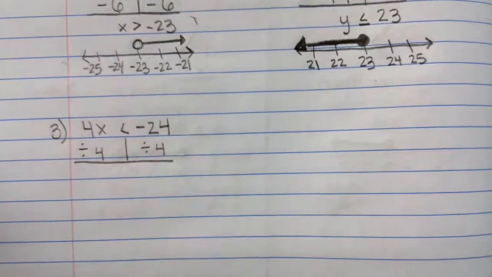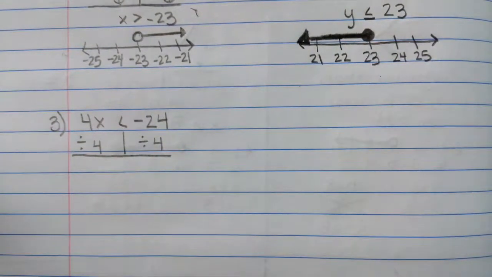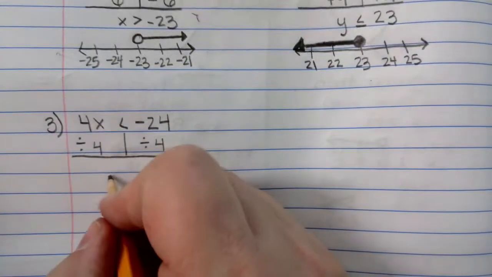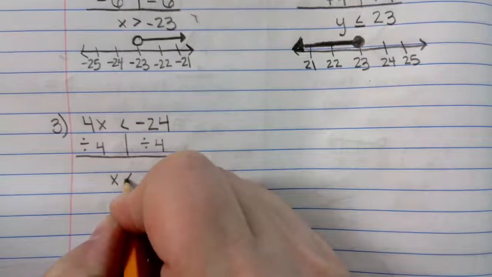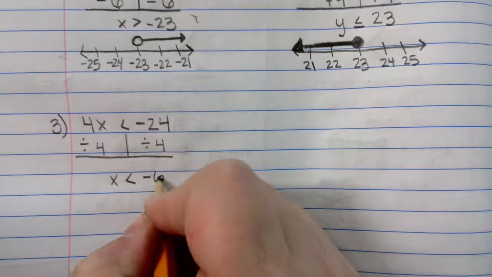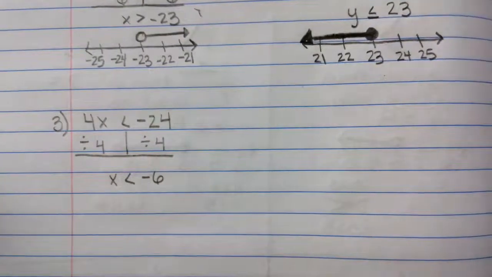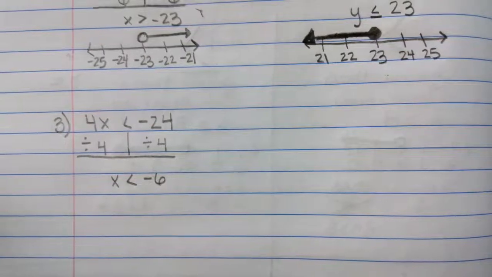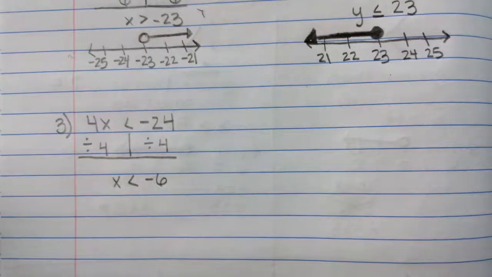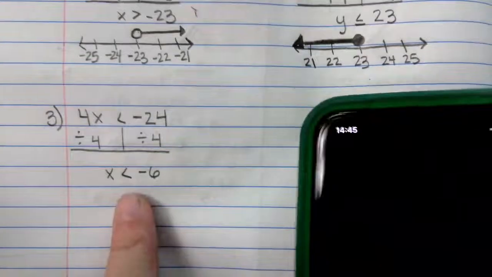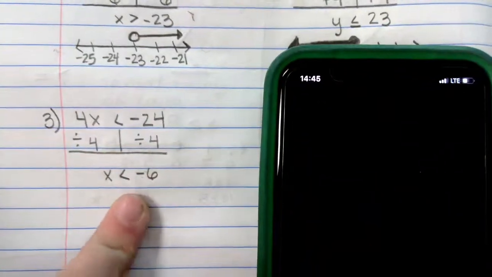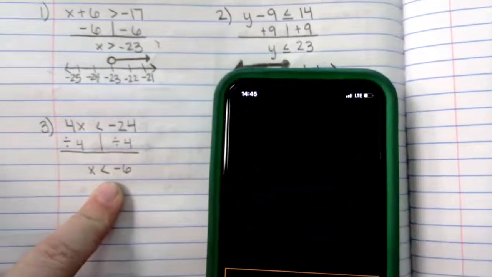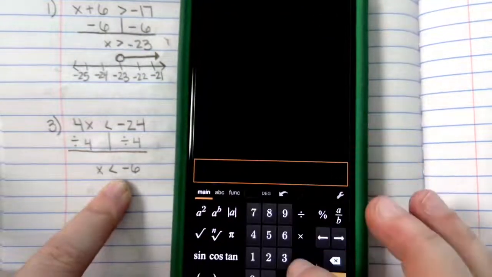So we're going to end up with x is less than negative 6. Now let's test that, make sure we're right. Give me a number less than negative 6. Negative 5. Is negative 5 less than negative 6? Nope. Try again. What's a number less than negative 6? Negative 7. Let's start there.